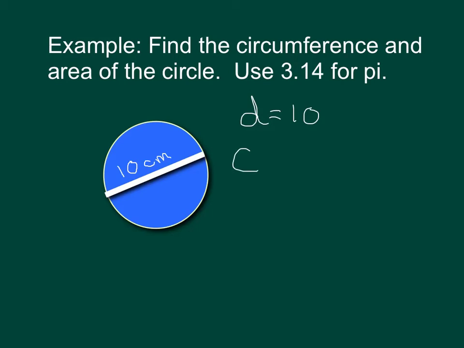So when we find the circumference, we're going to use the formula pi times the diameter. We're going to plug in 3.14 for pi. The diameter is 10. 3.14 times 10, move the decimal over one place to the right, so you get 31.4, and then our units are centimeters.